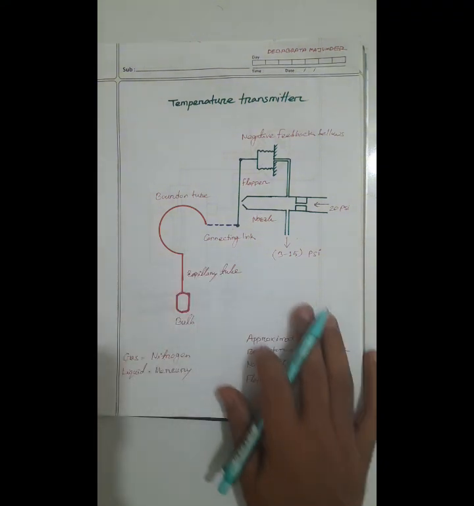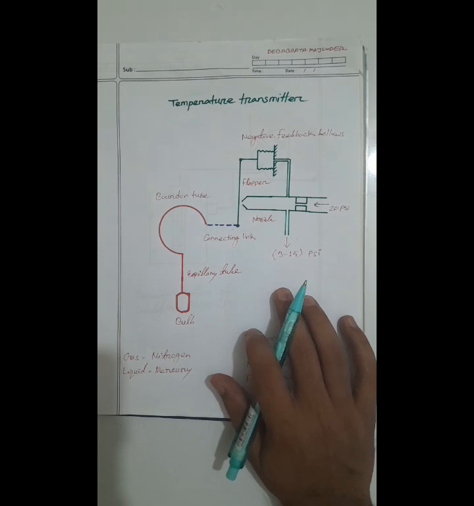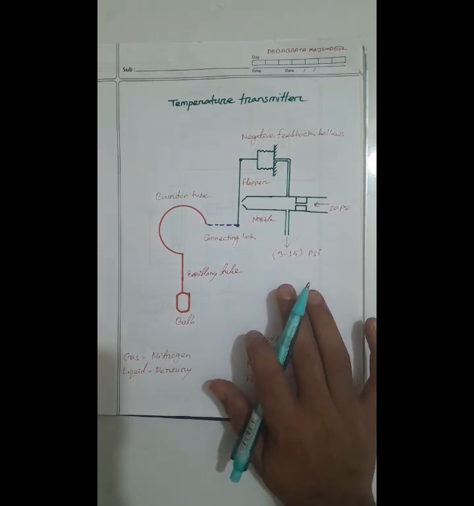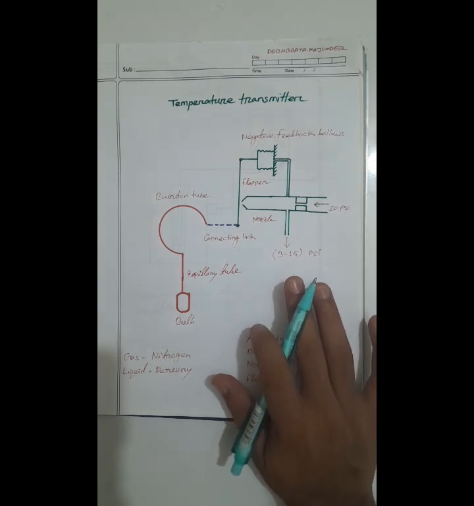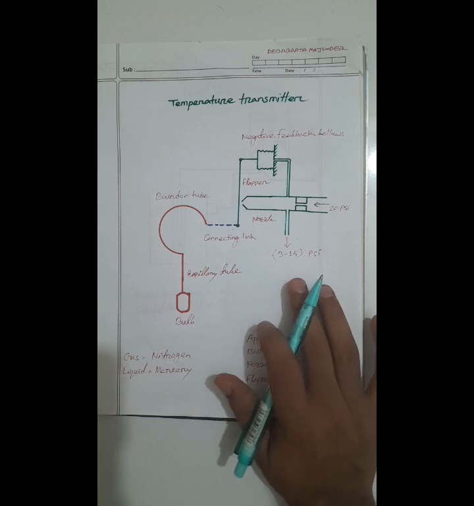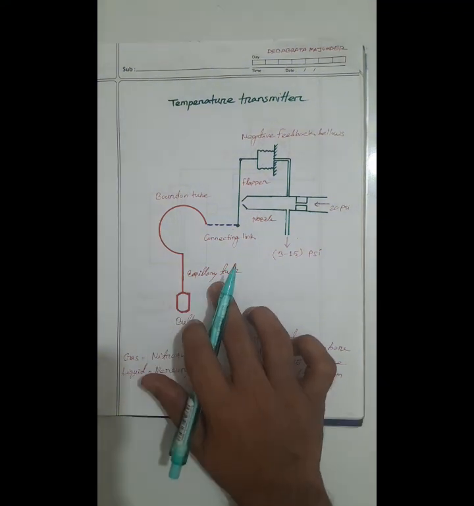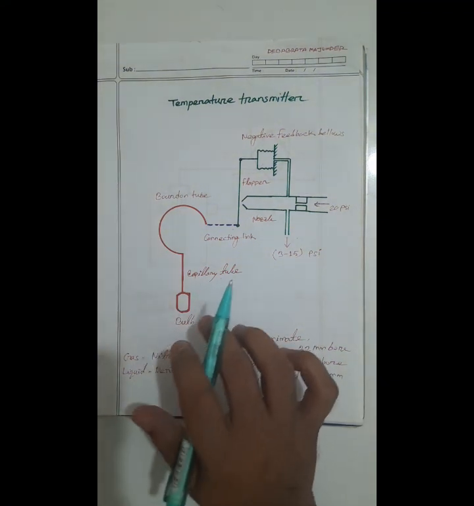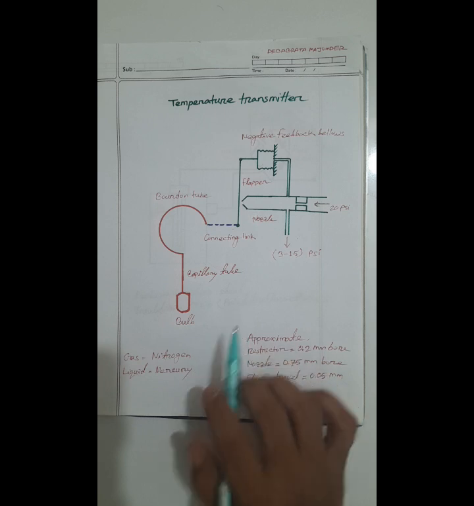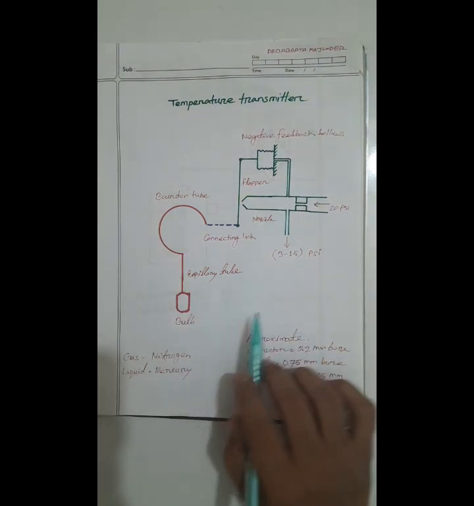But the disadvantage is that whenever we are using liquid mercury, the capillary tube needs to be as short as possible, because it needs to be protected from mechanical damage. That means the capillary tube must be as short as possible. And if we use gas, we know that the system response will be very slow.